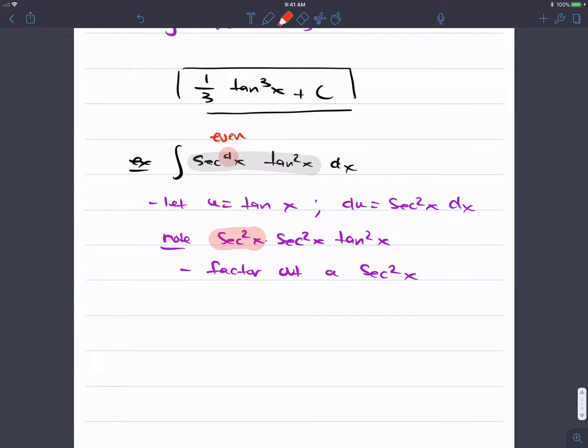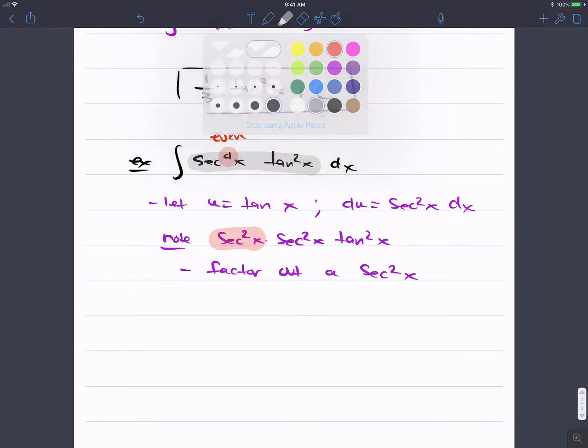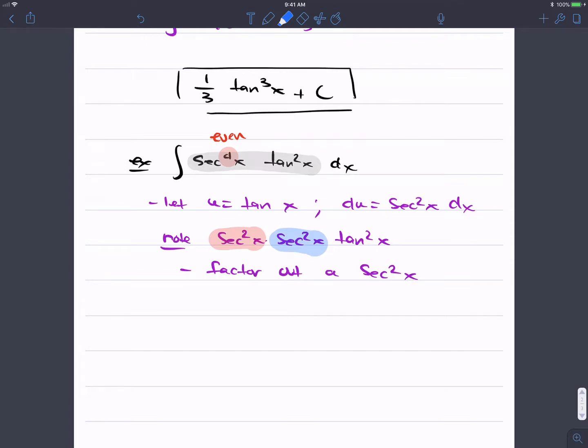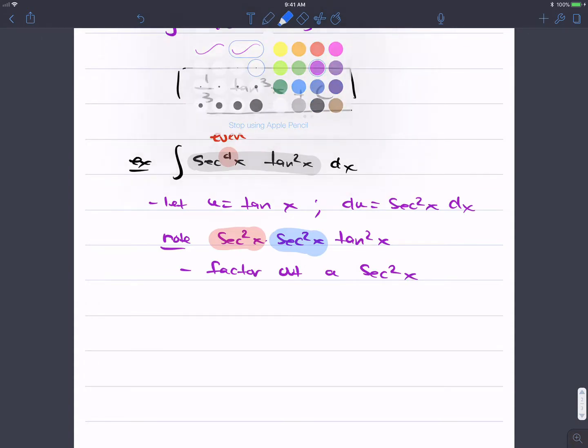And so now when I let my u be tangent, I will have du being secant squared. I also need to use an identity here. So I'm going to emphasize another aspect here, and I've got to change this color. Let's change it to blue here. I have an extra secant squared factor.